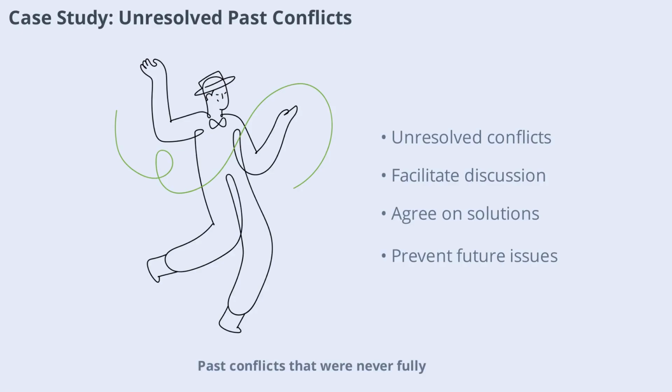Past conflicts that were never fully resolved can resurface and disrupt team harmony. The source is history, and the stage is latent conflict. You revisit past issues, facilitate honest discussions, and agree on new ways to move forward. Addressing old wounds helps prevent future problems.